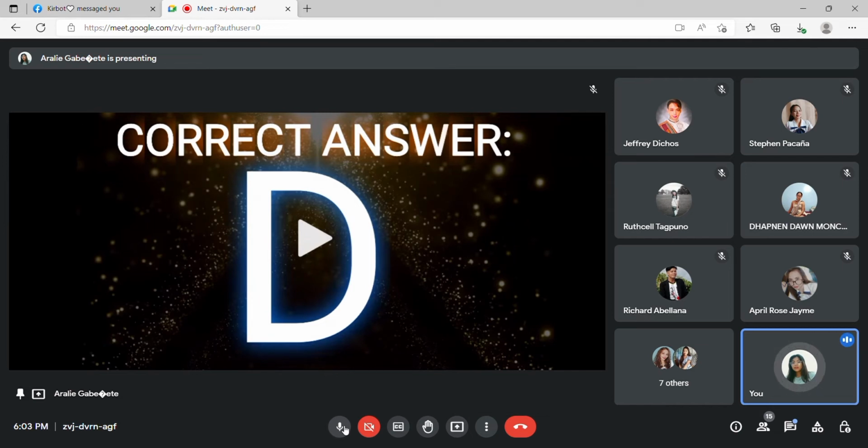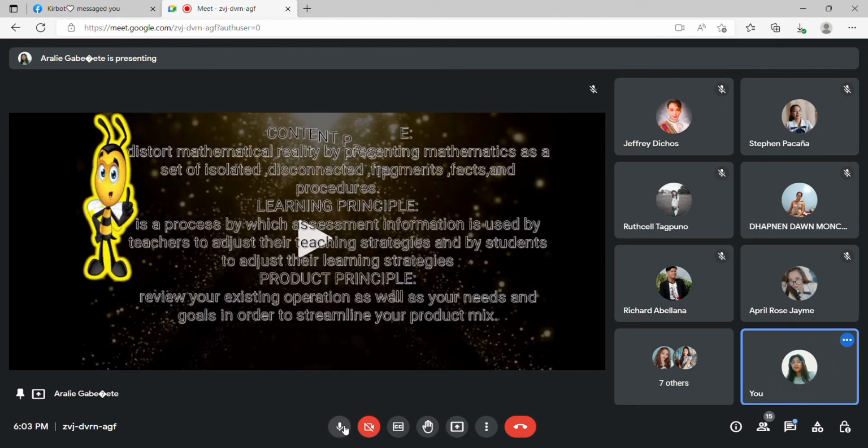Now let's find out why those three choices are not the answer. So let's first the content principle. It distorts mathematical reality by presenting mathematics as a set of isolated, disconnected fragments, facts, and procedures. The goal ought to be assessment tasks that elicit students' work in the meaning, process, and uses of mathematics. The second choice, we have the principle. It is a process by which assessment information is used by teachers to adjust their teaching strategies and by students to adjust their learning strategies. It is also known as laws of learning, which are readiness, exercise, effect, primacy, recency, intensity, and freedom.